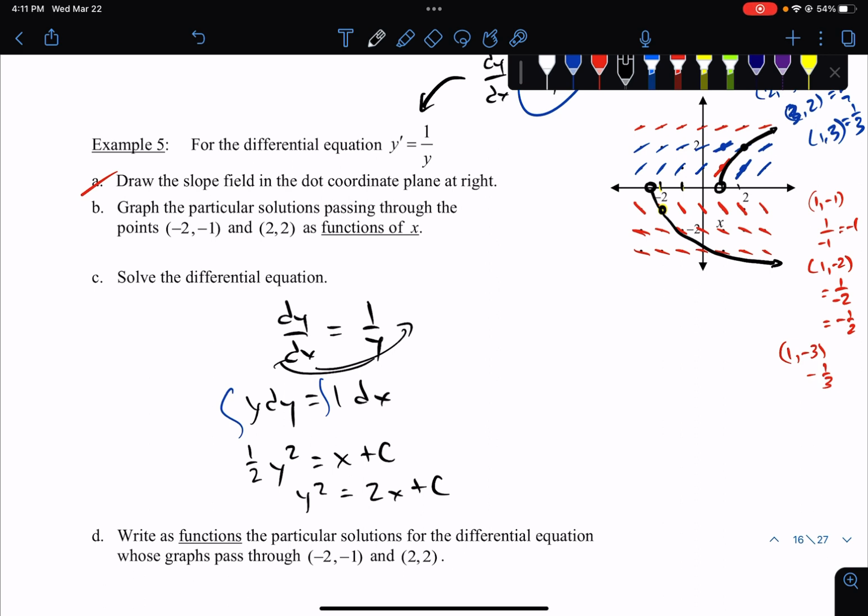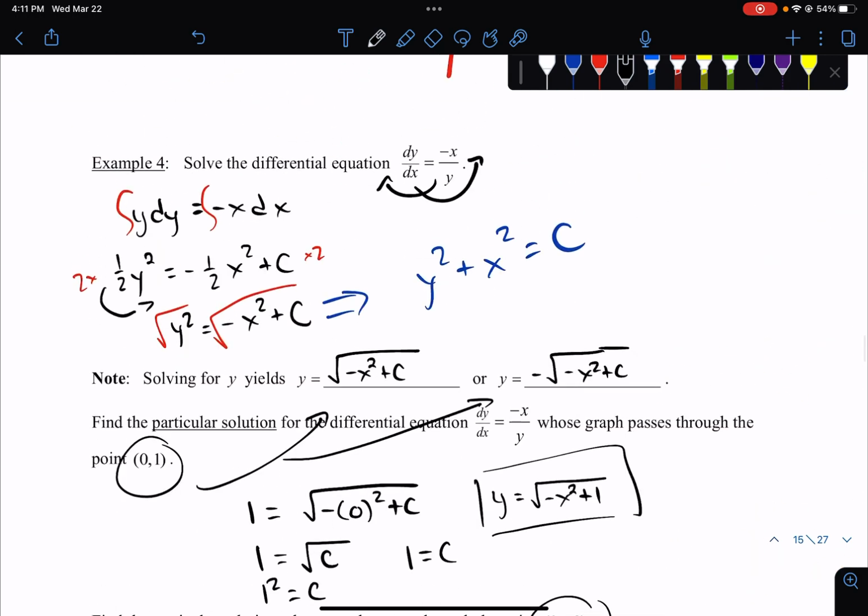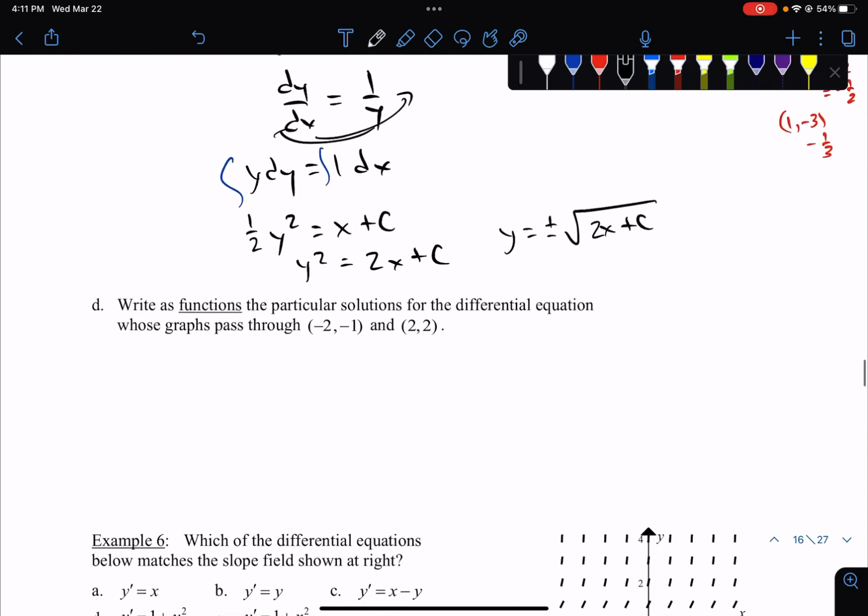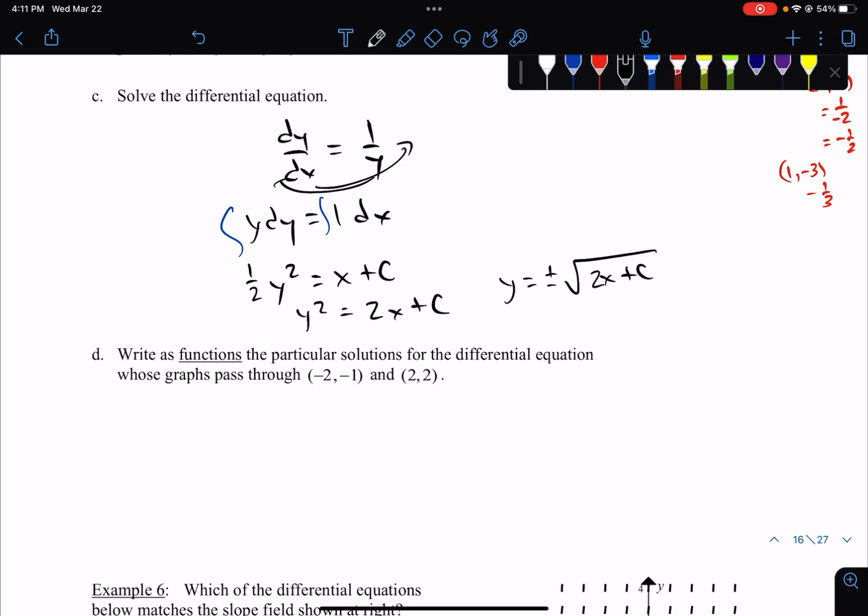And then again, plus or minus the square root. So y equals plus or minus the square root of 2x plus c. That's my general solution, okay? Now it wants me to write a particular solution when I go through -2, -1.